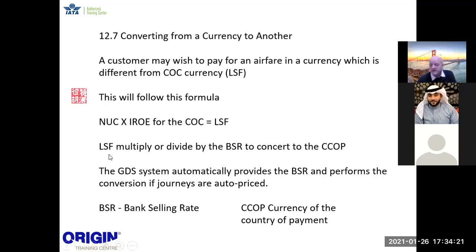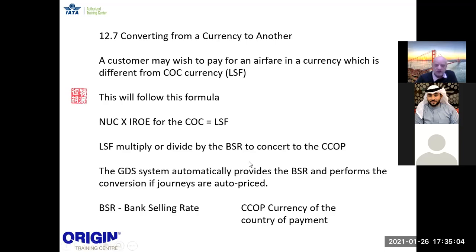If, however, like the last example, we've got someone starting their journey in the USA, but it wants to be paid for in Bahrain, okay? If the journey starts in the USA, this is still the rule. But how many of you now in your pockets, do you have US dollars or Bahrain dinars? Dinars. So in Bahrain, we would prefer to pay in dinars. So now we've got to change that US dollars to Bahrain dinars.